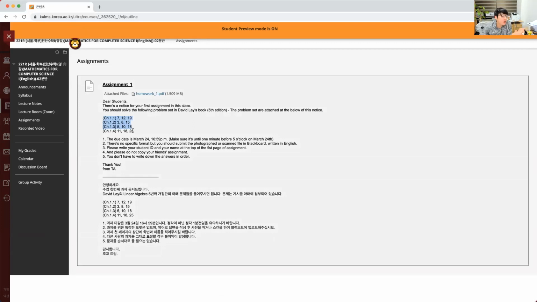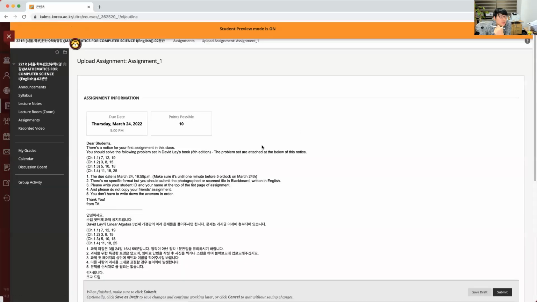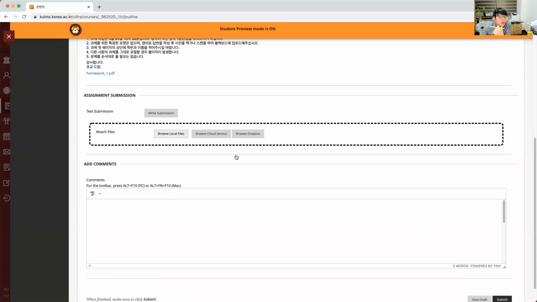But homework 1 will cover up to chapter 1.4, which is due on March 24th, 맞죠? Next Monday, 그죠? Before our Thursday class. Here's some instruction. If you are a student, you can submit your homework here by yourself. You can upload homework here. So please check that. This is our first homework. Okay? 이제 여러분, 우리 첫 번째 homework 나왔죠? 이걸 가지고 열심히 복습해서 풀어주시면 됩니다.